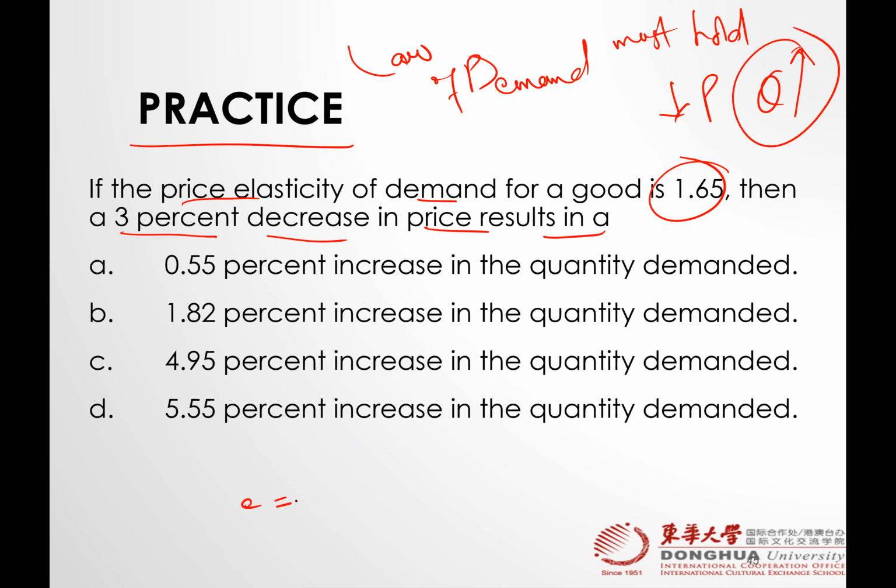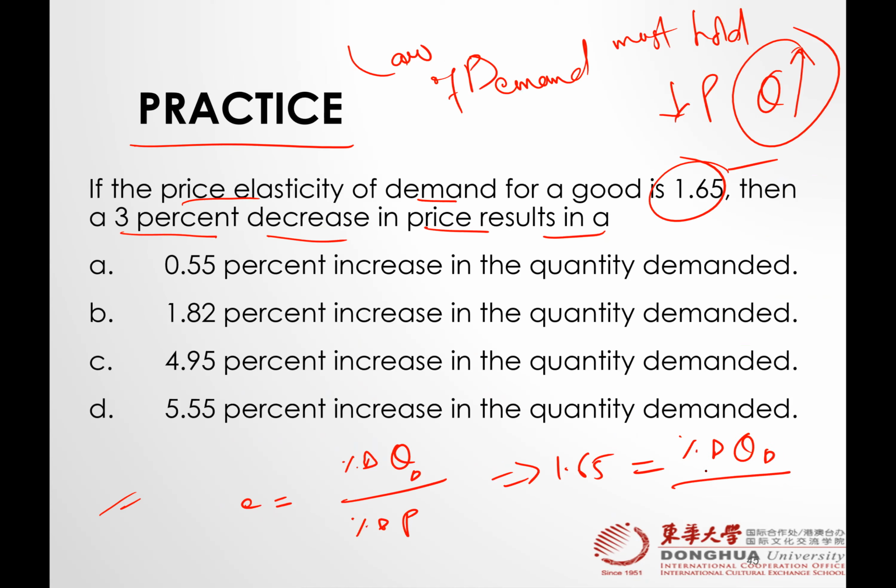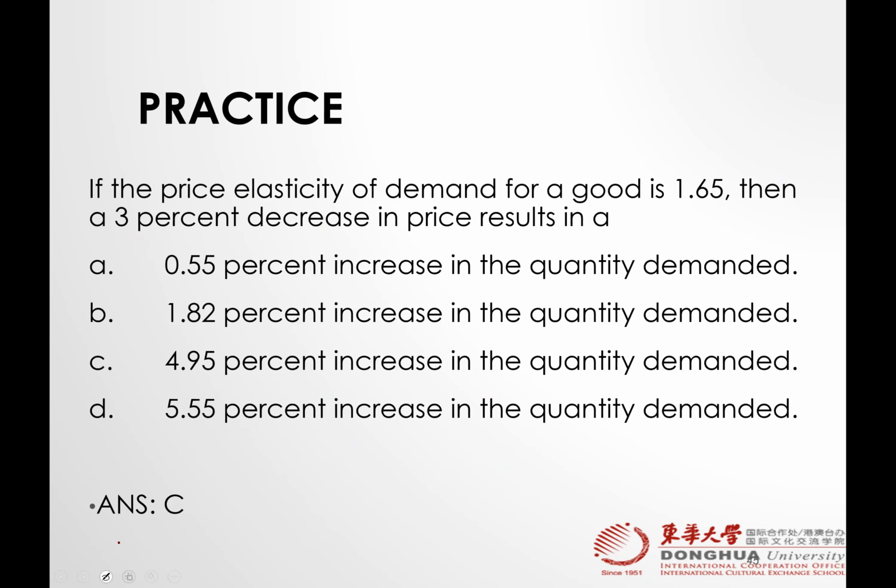So we know the elasticity of demand is equal to the percentage change in quantity demanded divided by the percentage change in price. Can you solve this equation? So elasticity we have is 1.65. The percentage change in quantity demanded is still unknown. We know how much the decrease in price is. If you rearrange the formula, the answer would be 1.65 multiplied by 3%. The answer would be C, right? C. It's just a mathematical number, that's it.